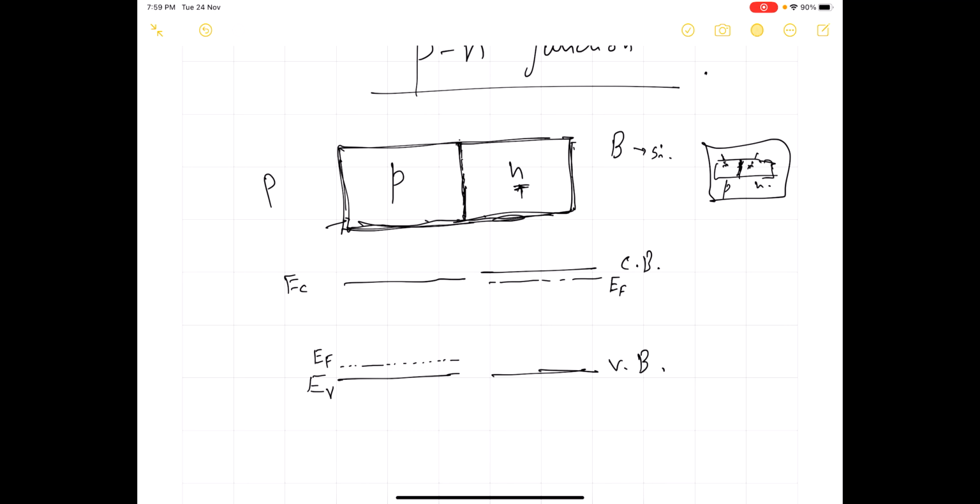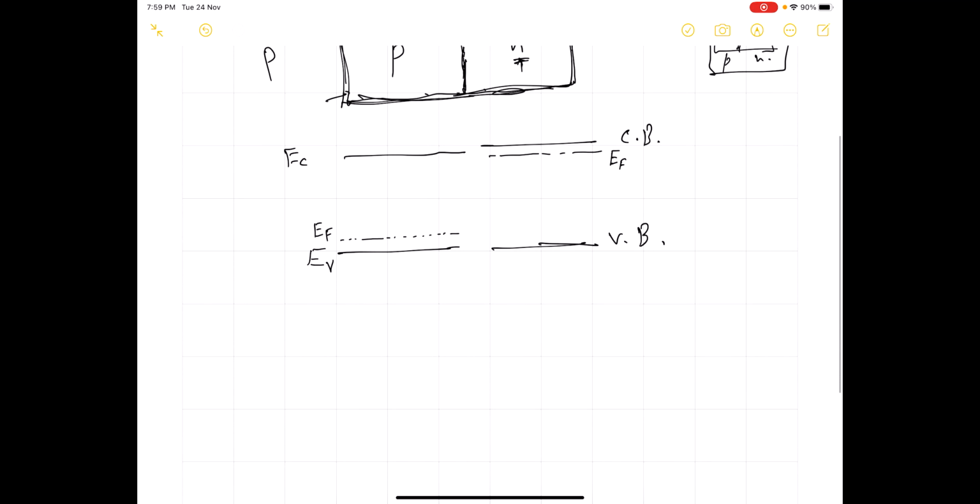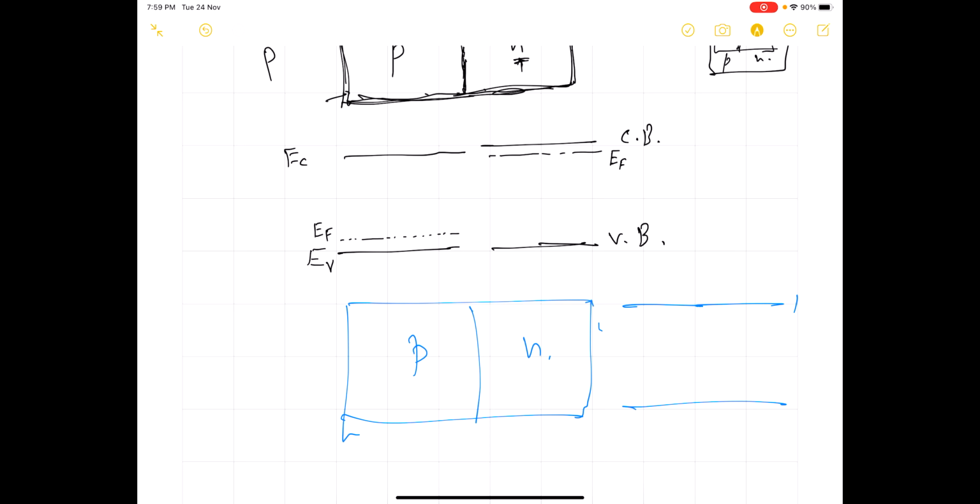Okay, so if we make a sandwich, will it become very simple, like just make a sandwich of P and N, and will its Fermi level be like this, with EC and EV, and again EF here and EF there? The answer is no, because if you make a device, the Fermi levels at different positions are not allowed for a device.